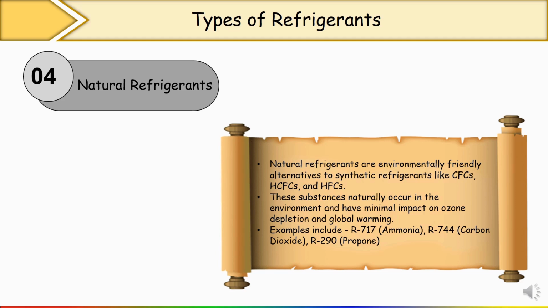Carbon dioxide is used in supermarket refrigeration, automotive air conditioning and heat pumps due to its low global warming potential. Propane is commonly used in household refrigerators and small air conditioning systems. So this is all about the natural refrigerants.